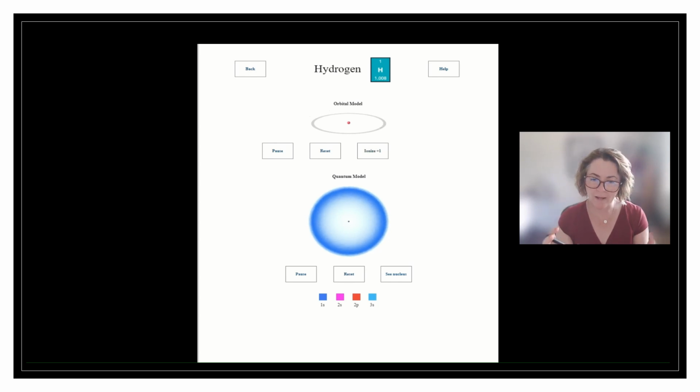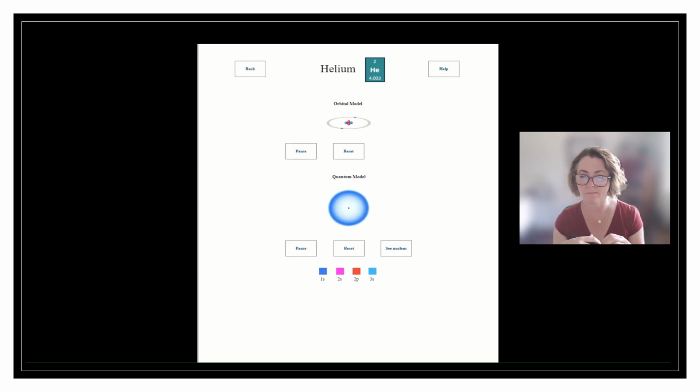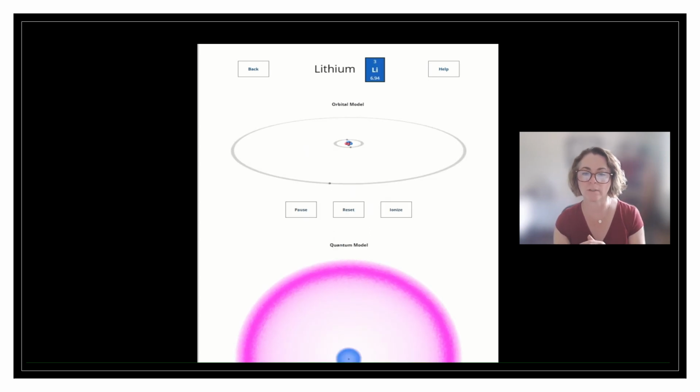So the s orbital here, or the s subshell, is shown in blue, and it's 3-dimensional. Think about it like a sphere, and somewhere in that sphere exists an electron. And that's about as close as that electron can get to the nucleus. Now, helium has a configuration of 1s2. So those 2 electrons are in that first energy level in that s subshell. And so you can see the quantum model doesn't really look much different, but the orbital model does show those 2 electrons in that first energy level.